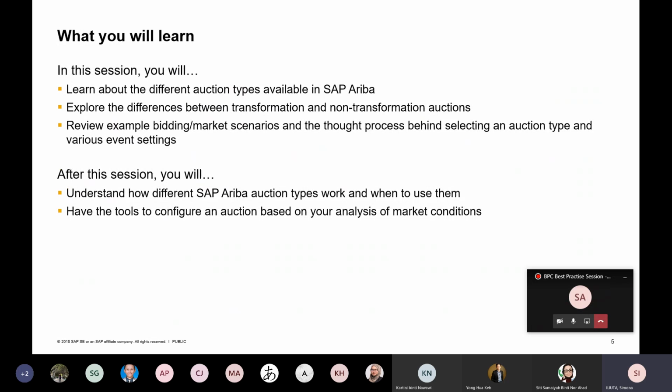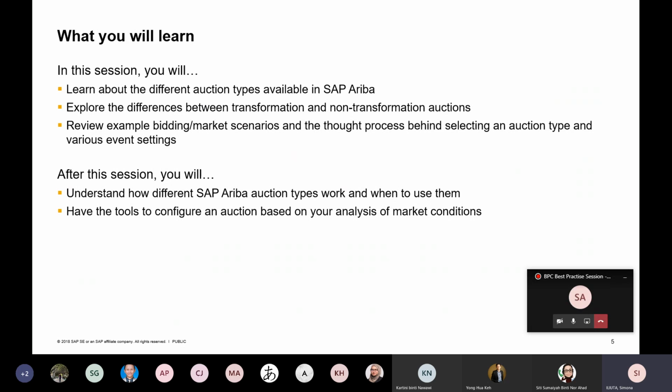In this session, I'm hoping you're going to be able to learn the different auction types that are available in Ariba, and explore the difference between the bidding transformation and the non-transformation auctions. We're going to see some examples of bidding and market scenarios, and I would like you to be able to position yourself in the mindset that you need to be able to select what auction type you need to run depending on the market conditions.